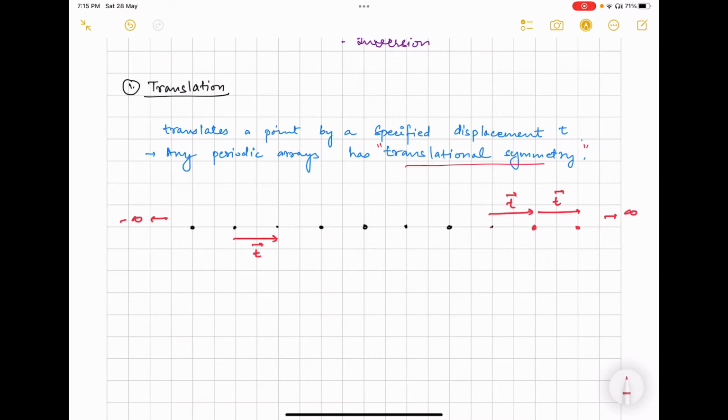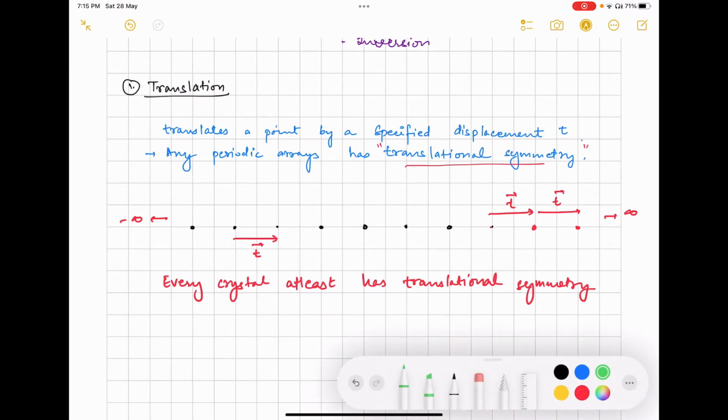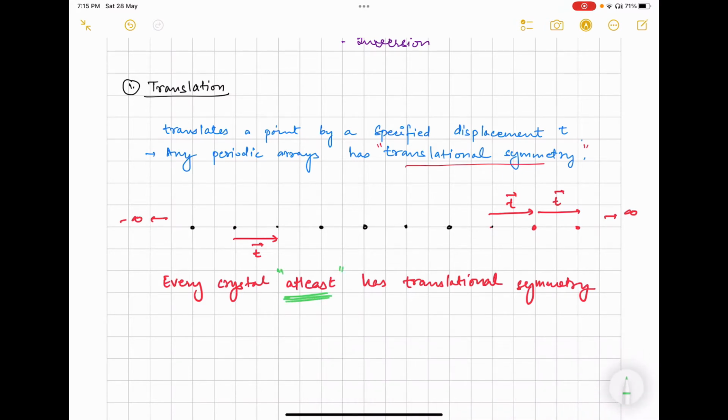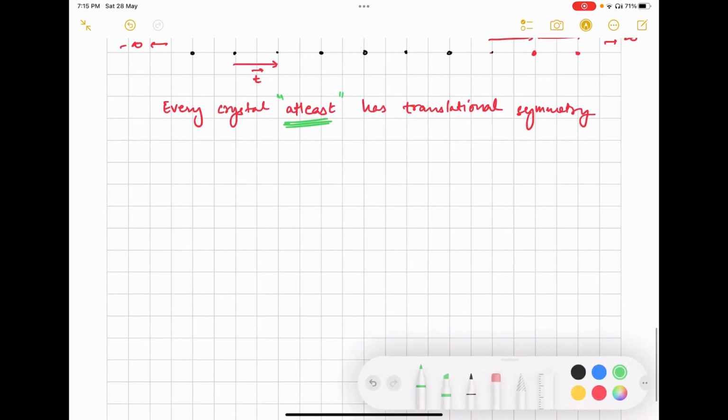Okay, so every crystal at least has this translation symmetry. It may not have any other, but it should necessarily have a translational symmetry. This is mandatory at least. Okay. Next is mirror and inversion.